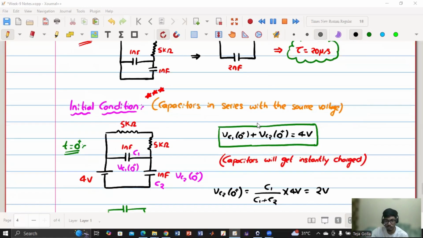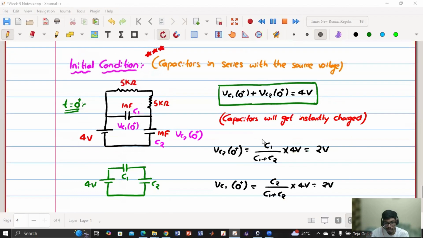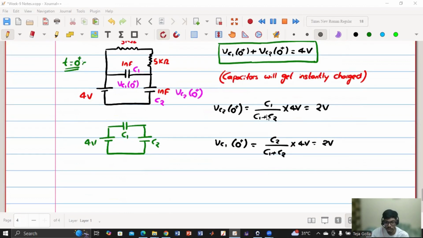Just now we have done the initial condition. Someone was asking, sir, what will be the voltage for any C1 and C2? No, for any C1 and C2, this will not hold good. C1 and C2 have to be equal, so that's why it is 2 volt and 2 volt. Had it been any other value, they would deviate according to the values of C1 and C2. Because in this case C1 and C2 are the same, they are distributed equally.